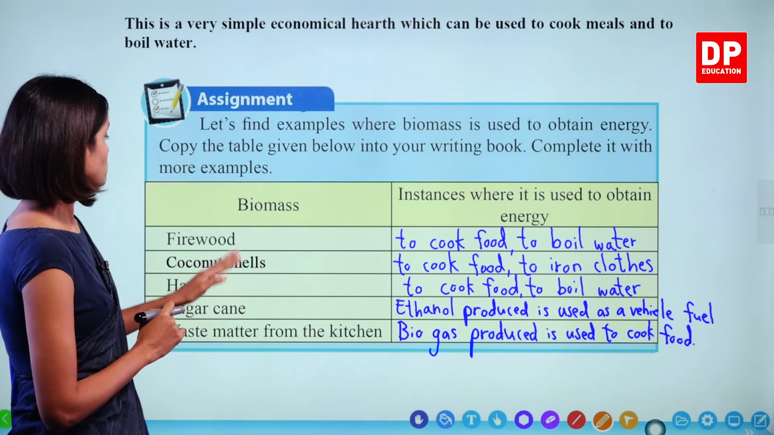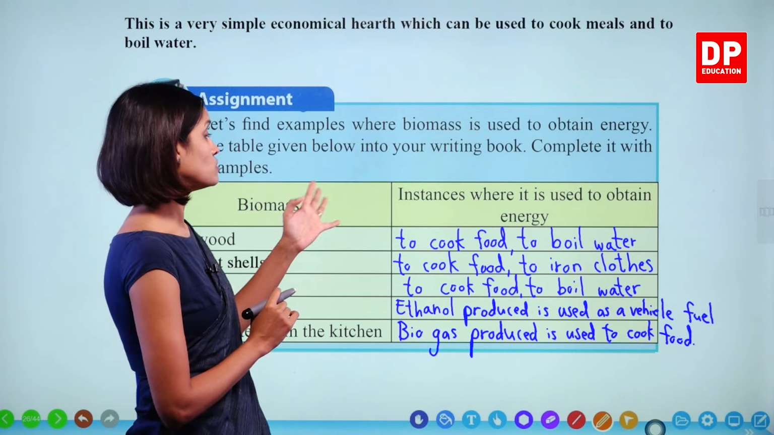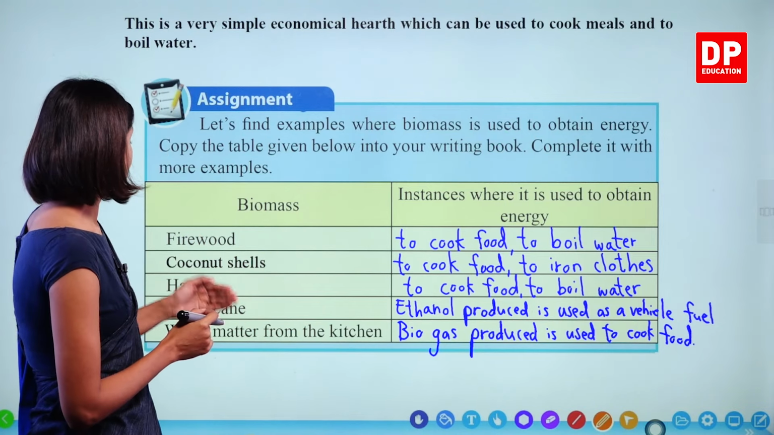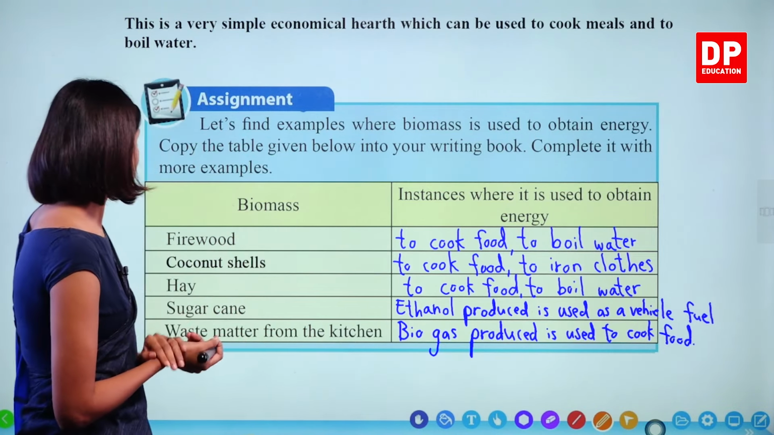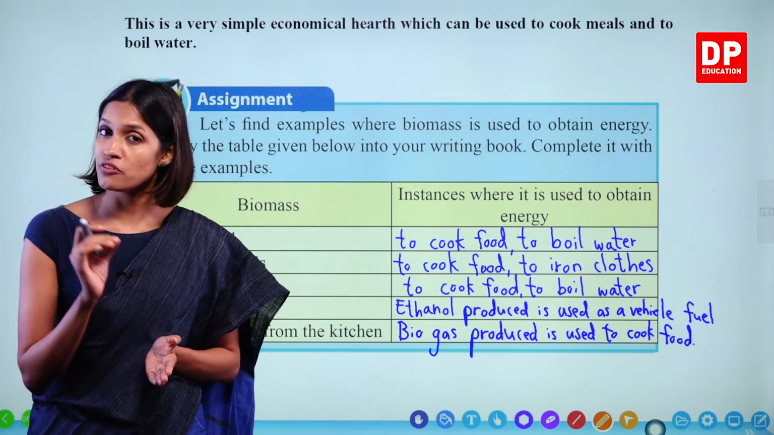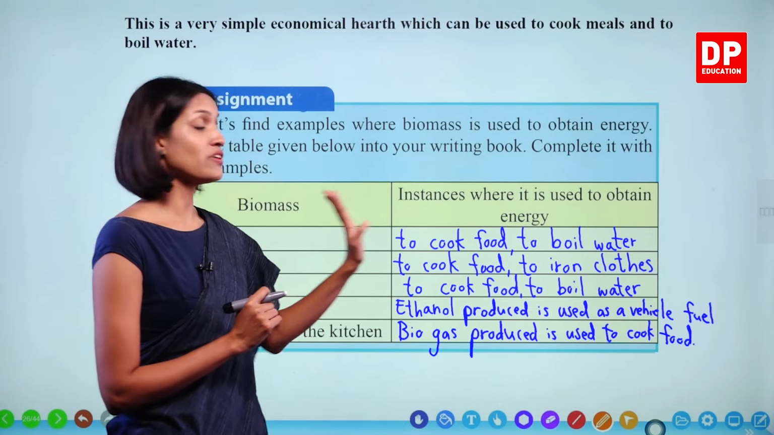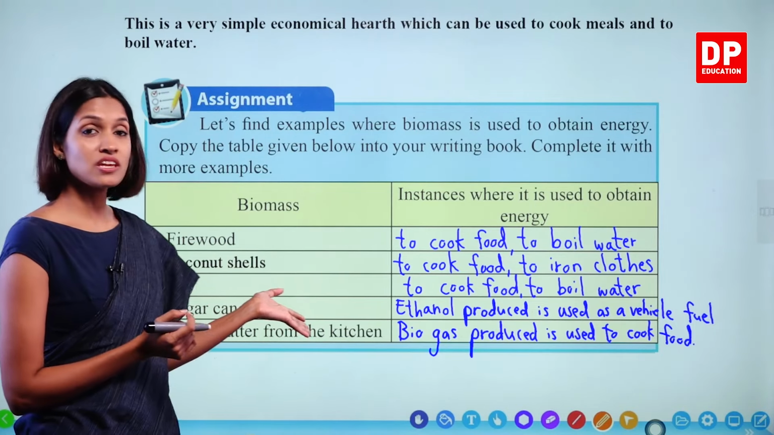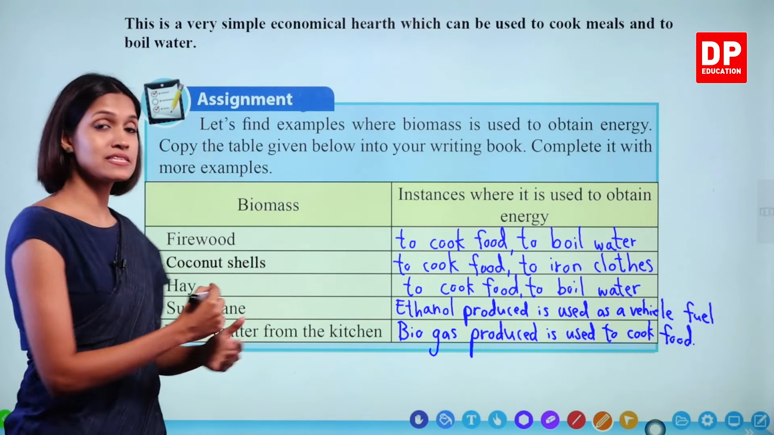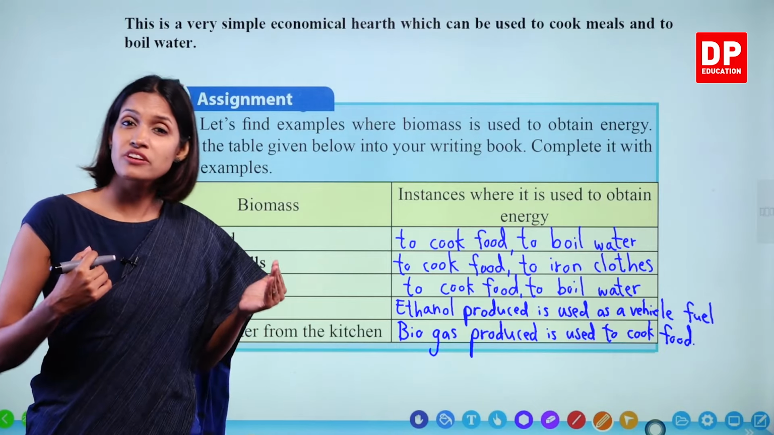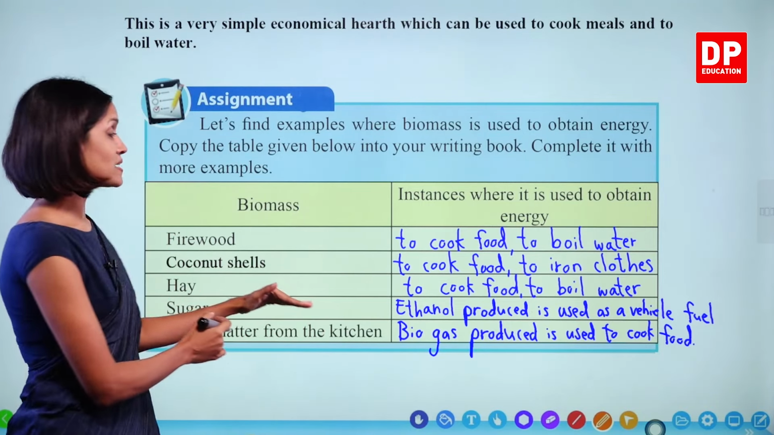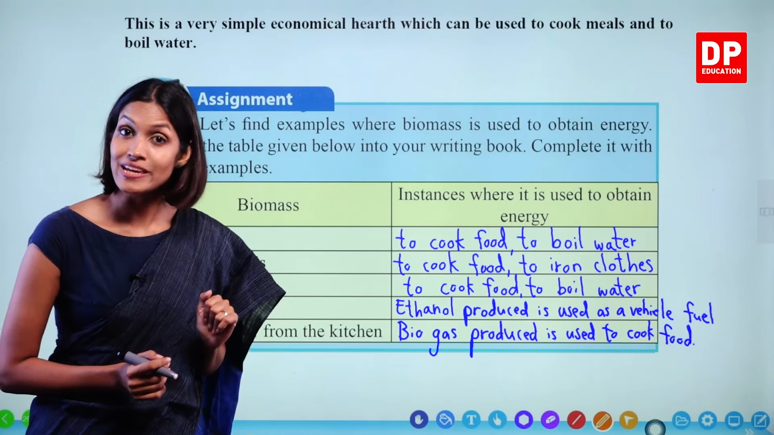Okay children, we'll go from the beginning. Firewood is used to cook food, to boil water. Coconut shells to cook food, to iron clothes in that special type of irons. And hay is used to cook food, to boil water. And sugarcane, by using sugarcane we can produce ethanol. Ethanol is a type of alcohol, and ethanol is used as a vehicle fuel. And waste matter from the kitchen can be used to produce biogas, and biogas can be used to cook food. So you can write other examples as well. So we learn about different examples for biomass apart from these 5 different substances. You can use those other biomass also under the same table and do the same activity. Okay children?